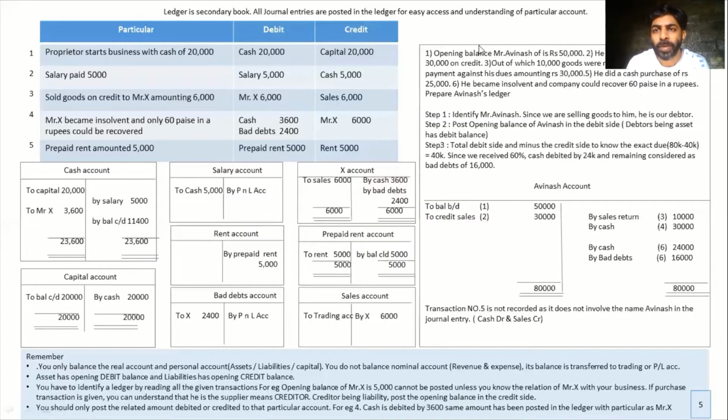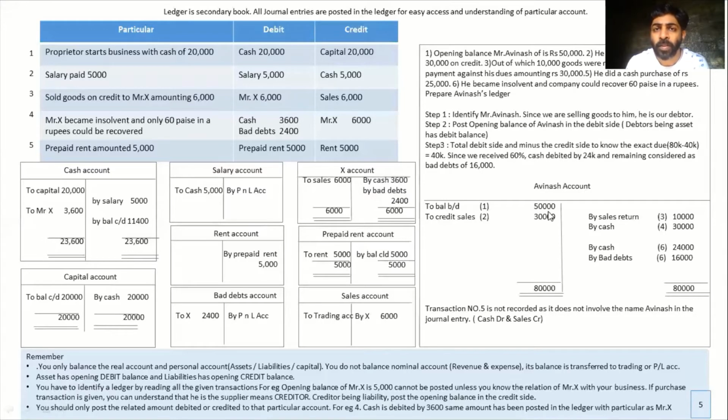So now let's look into the next part of it. He purchased goods worth 30,000 on credit. Now this is a big hint for you. If he is purchasing goods on credit, obviously he is your debtor, and a debtor is an asset, and an asset carries which balance? Debit balance. This is the biggest hint in this sum, and based on it, the opening balance of 50,000 I will write over here on the debit side.